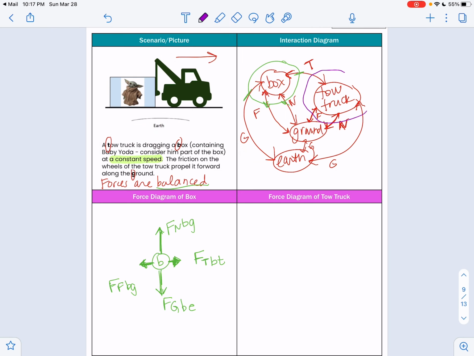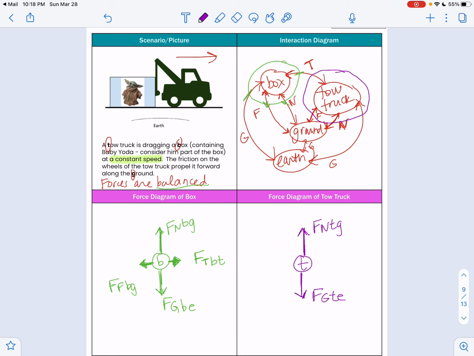1, 2, 3. And I can see the tow truck is also having 4. So tow truck's my feeler. I'm going to add the force of gravity first. Force, gravity, tow truck, earth. Same thing with this one. It's going to have a normal force from the ground. Force, normal, tow truck, ground. Remember, force, type, feeler, dealer.